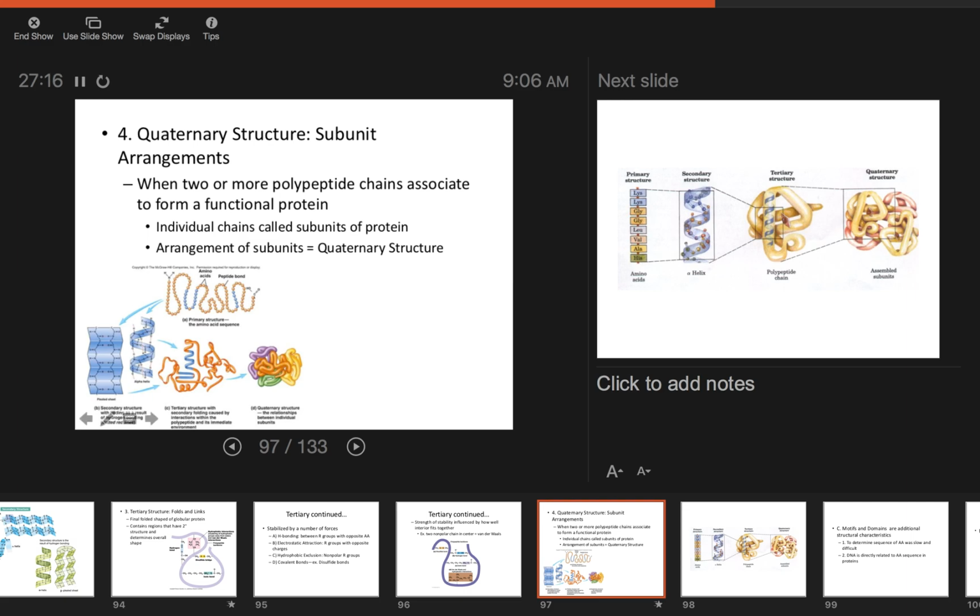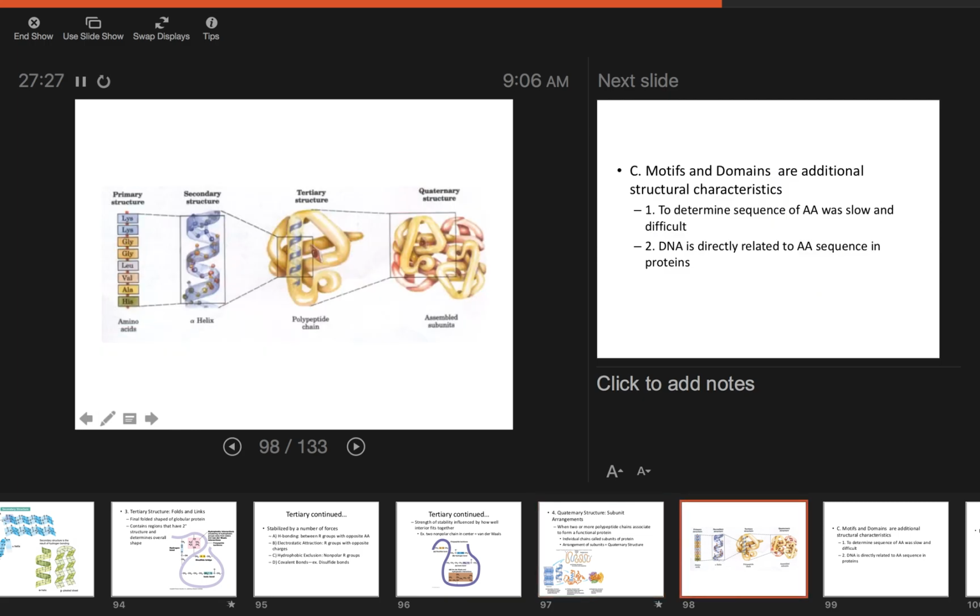So quaternary structure, just looking at how those subunits are arranged for your final protein shape. Here is another diagram showing amino acid to our secondary structure, to our tertiary structure, and just notice that this is just a small piece of the final protein.